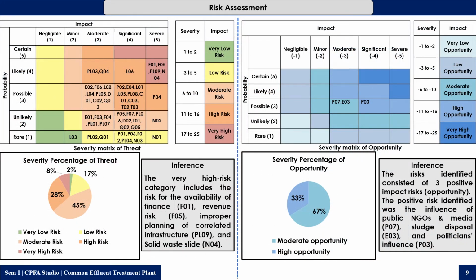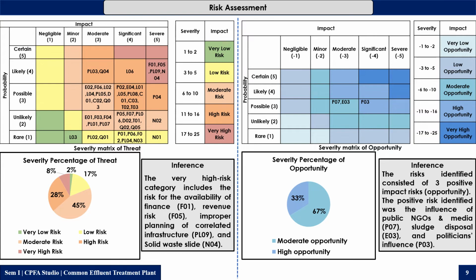So here is the risk matrix which we prepared. On the left side we can see that the very high risk category includes risk of availability of finance, revenue risk, improper planning of correlated infrastructure, and solid waste side.